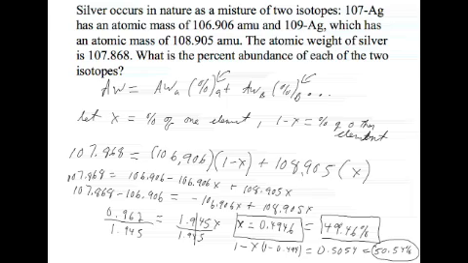So one element is represented by 50.54%. The other element is 49.46%. So this here is Ag 109. Let me see. Ag 109 would be equal to 49.46%, while Ag 107 would be equal to 50.54%.